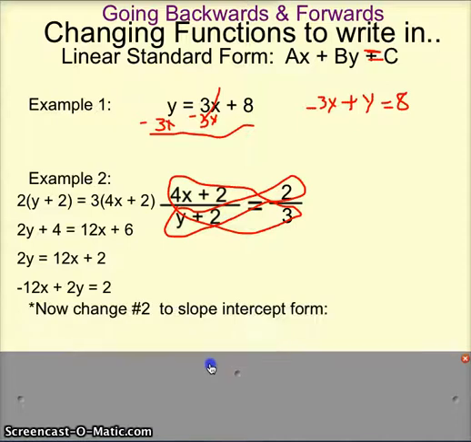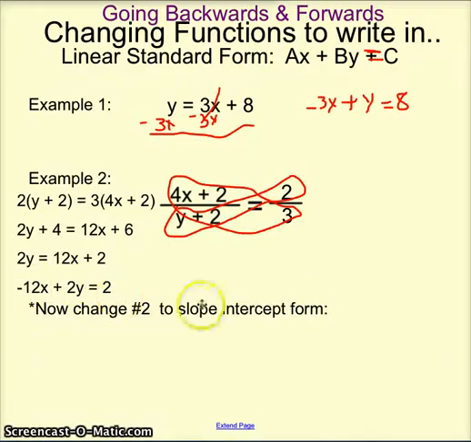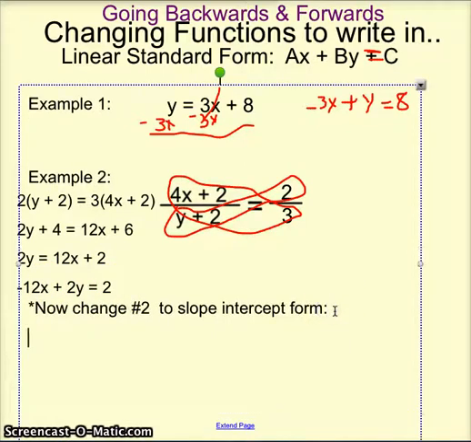Now what if I want to go backwards? So now I have it in standard form, and now I want to change it to slope-intercept form because somebody asked me to graph this. So that means I have to get this into y equals mx plus b form. So in order to do that, I want to get y by itself. So remember, I'm going to add 12x to both sides first. So I get 2y equals 2 plus 12x.